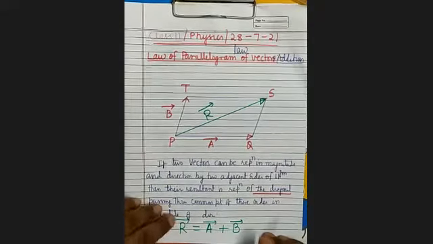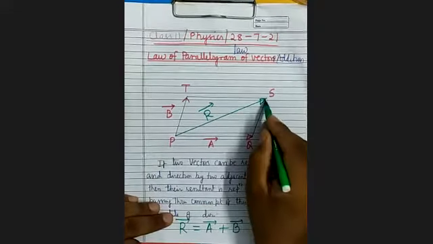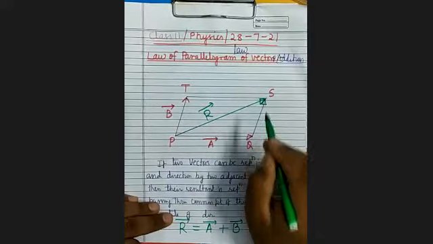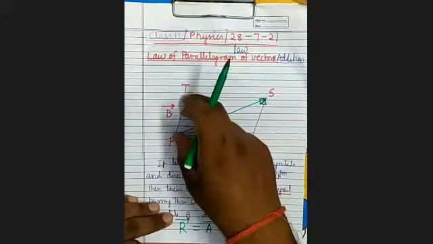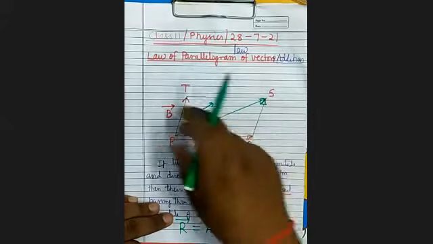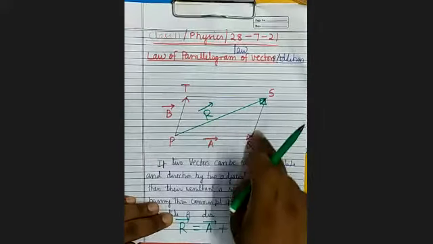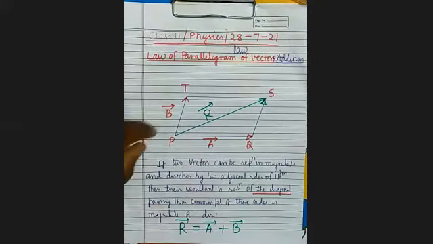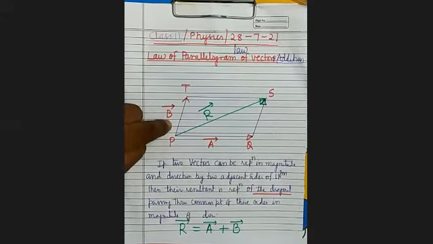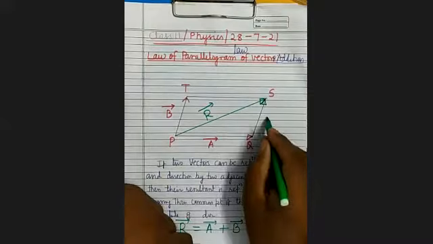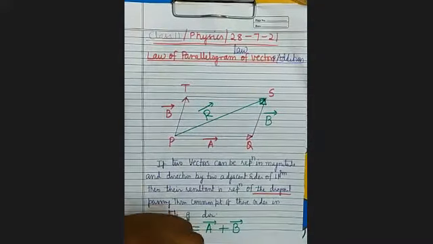You can see here vector PT can be transferred as vector QS. Why? Because PT has the same length as QS. PT and QS are parallel, therefore their directions are the same. Therefore vector B, which we are representing as vector PT, can be represented by QS.